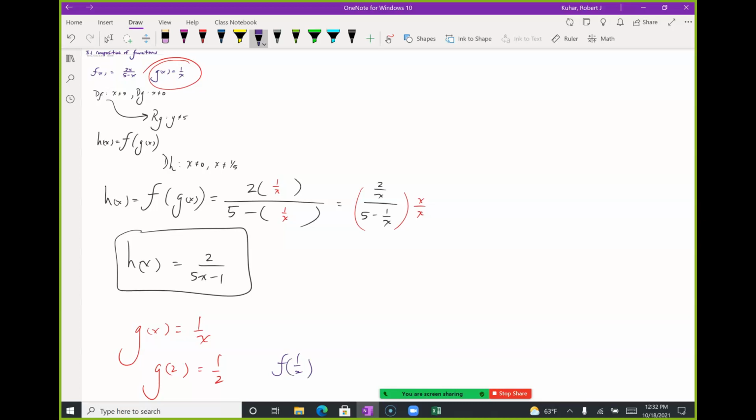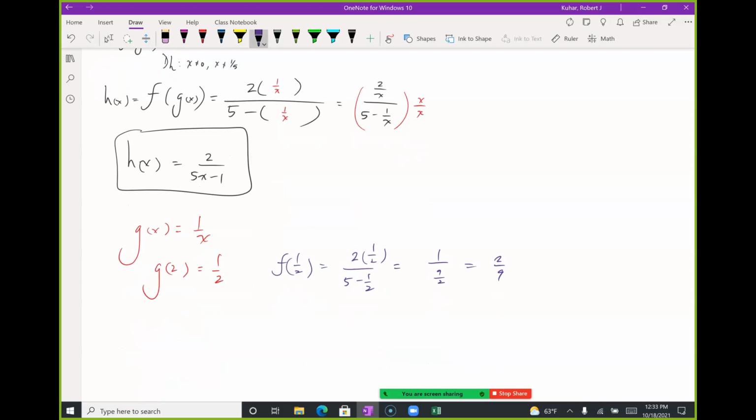Because that's what we're doing. We're putting an input into g, we get the output of g, that goes into the input of f, and then we get the output of f. So f of 1/2 is 2 times 1/2 over 5 minus 1/2. So that's 1 over 9 halves, that's 2/9.